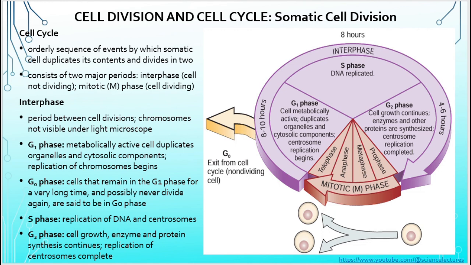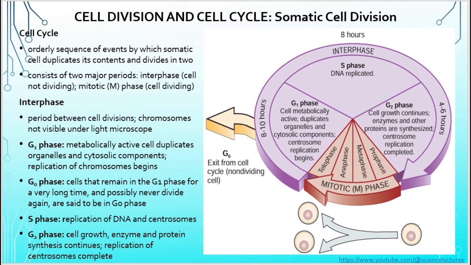The G1 phase is the interval between the mitotic phase and the S phase. During G1, the cell is metabolically active, replicating most of its organelles and cytosolic components except for its DNA. Replication of centrosomes also begins in the G1 phase. For a cell with a total cell cycle of 24 hours, G1 lasts about 8 to 10 hours. Note that the duration of this phase is quite variable. It can be very short in embryonic cells or in cancer cells.